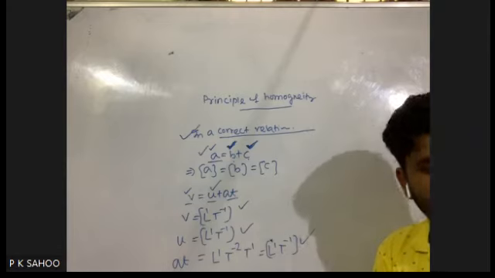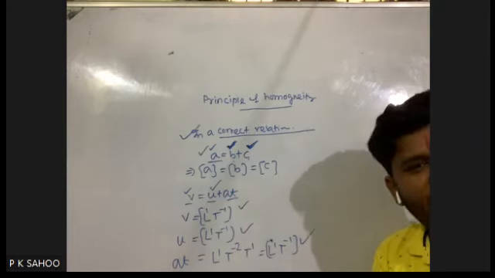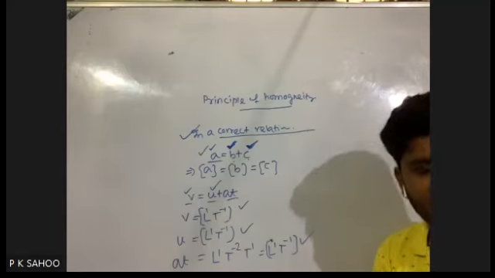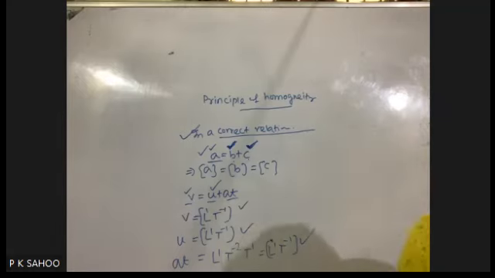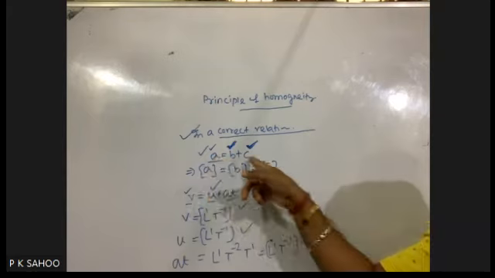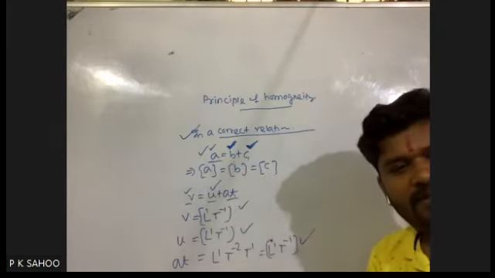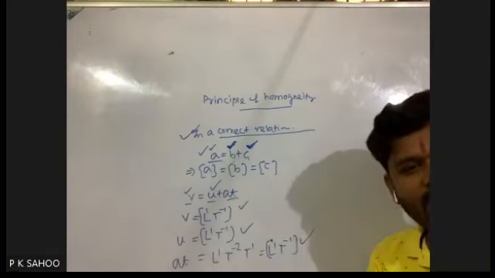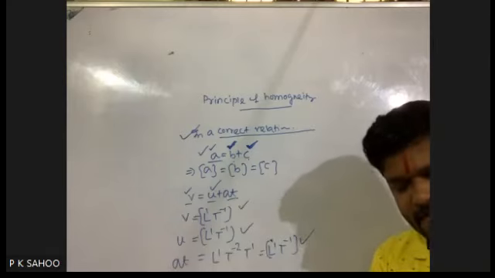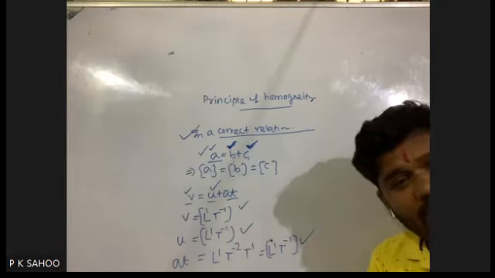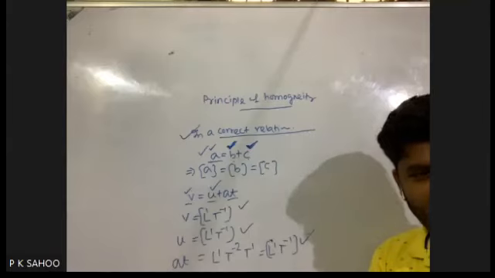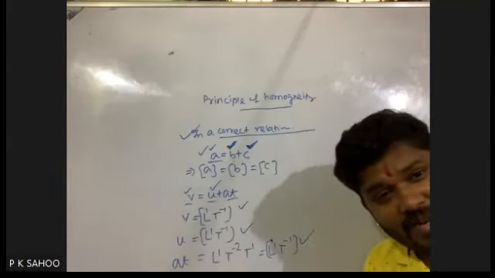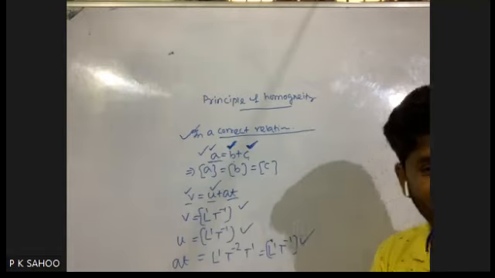Next we'll see the principle of homogeneity in another way. There is another statement of the principle of homogeneity. What is the other statement? The next statement is, in a correct relation, if two terms are added or subtracted, then they must have the same dimension.